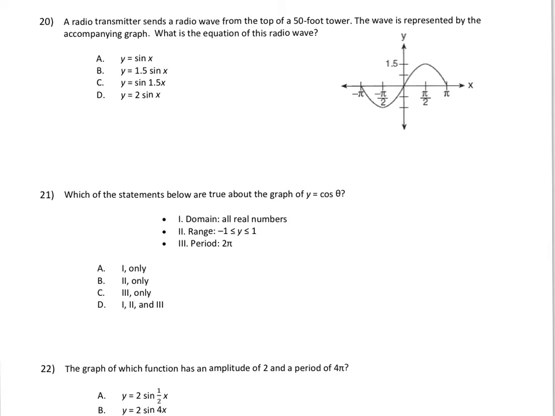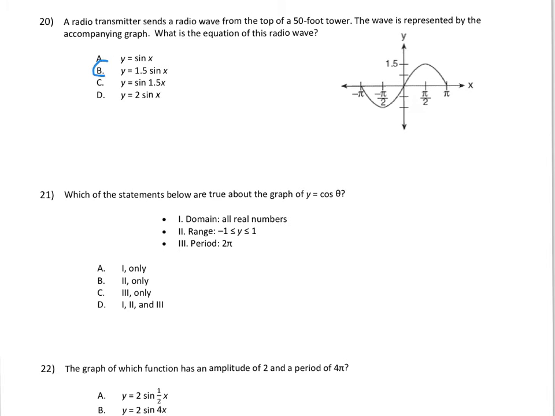Okay, so number 20 asks us to come up with the equation of this radio wave, so of this function right here. Now, first of all, we know it's a sine curve because it goes through 0, 0, which doesn't help us out because these are all sine. Now, the amplitude is 1.5. That's the height it's going up to. Actually, if you look, letter B is the only one that has an amplitude of 1.5. A and C have amplitudes of 1, because that's the number in front of the word sine. And letter D has an amplitude of 2, because that's the number in front of the word sine. So letter B has to be the answer.